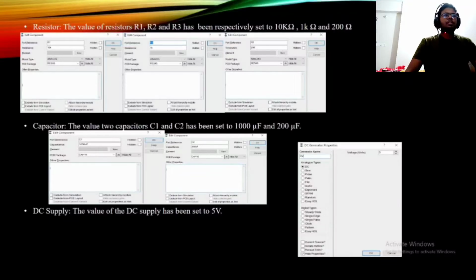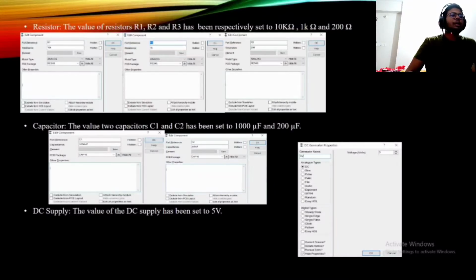Hello sir, welcome to my presentation. In this presentation I am going to describe the values of the resistors, capacitors and DC supply voltage, which have been used in our project. So starting from resistors, we can see there are three resistors. The first one is R1, whose value is 10,000 ohm, the second resistor R2 is 1000 ohm, and the third, R3, is 200 ohm.